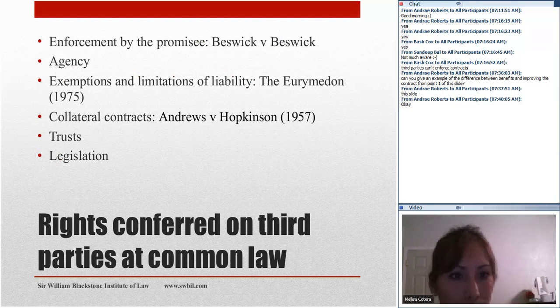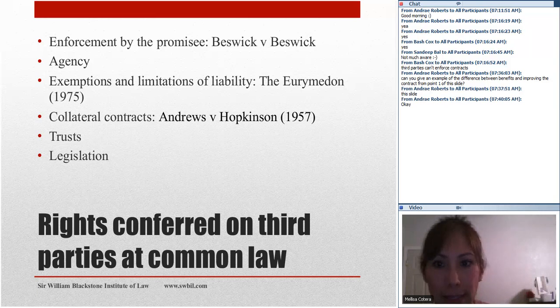The first one is enforcement by the promisee. What happened here is that A, the promisor, promises B, the promisee, to pay C, who is a third party, £100. B can sue to enforce this promise. The Act retains the promisee's right to enforce the contract. Okay? There is a case that illustrates this. It is Beswick versus Beswick.